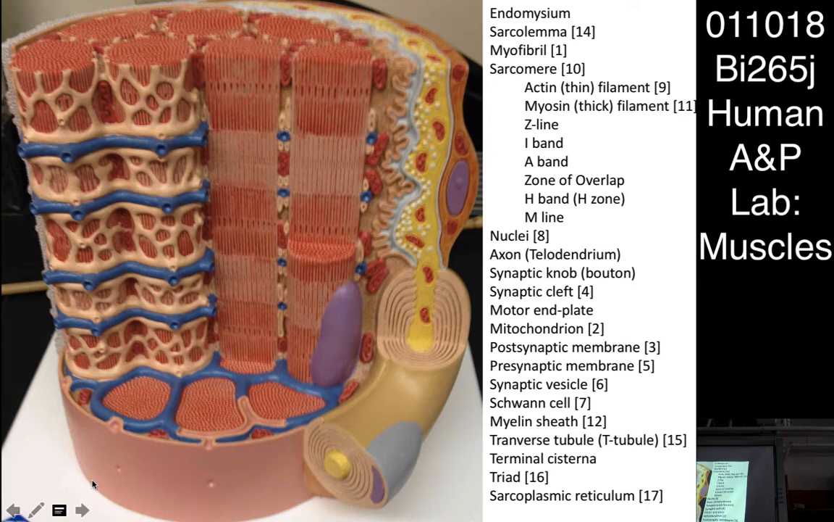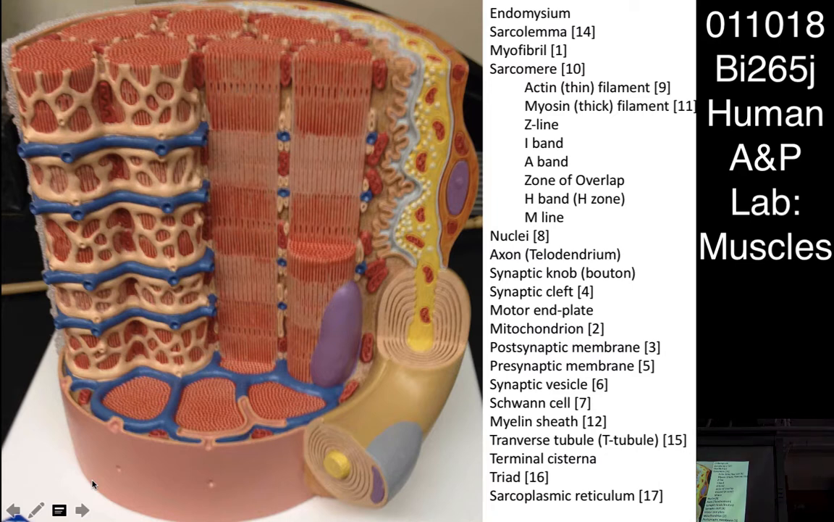So this is the axon of a motor neuron. Here is the myelin sheath that has been cut away to reveal the axon. Here is, or perhaps this is the telodendria, I guess. This would be the synaptic bouton. The synaptic cleft is in here between the presynaptic membrane on the neuron and the postsynaptic membrane on the muscle fiber.